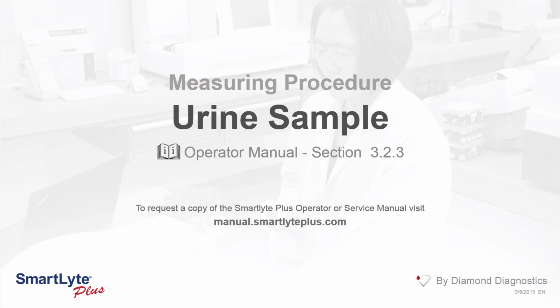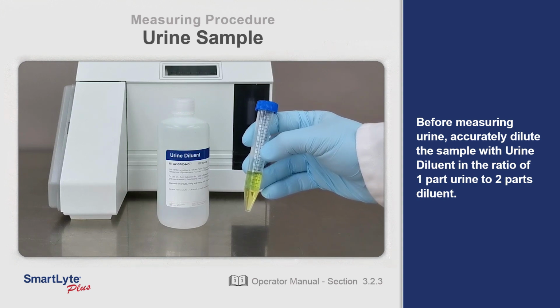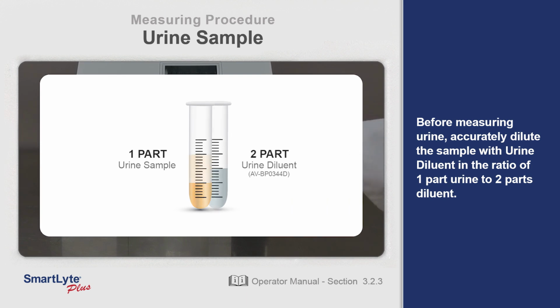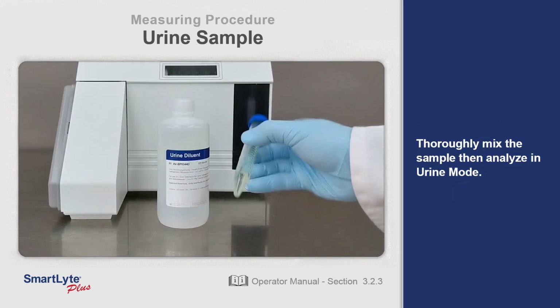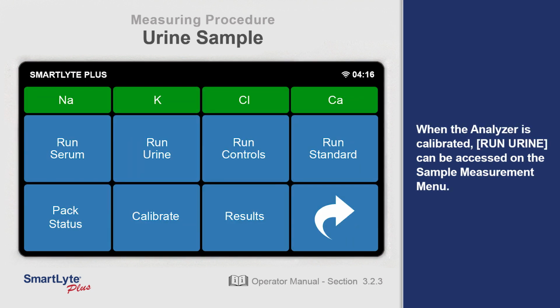Preparing urine samples. Before measuring urine, accurately dilute the sample with urine diluent in the ratio of 1 part urine to 2 parts diluent. Thoroughly mix the sample, then analyze in urine mode. When the analyzer is calibrated, run urine can be accessed on the Sample Measurement menu.